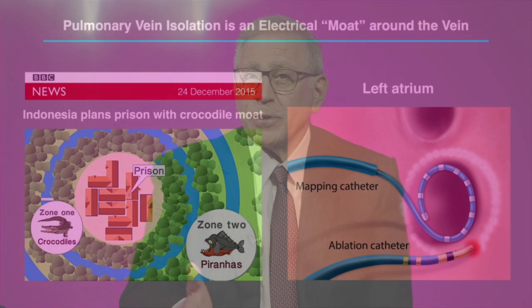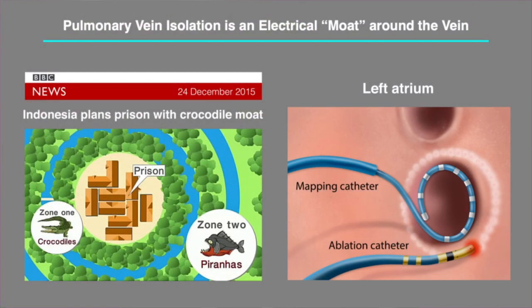The approach would be to wall off the pulmonary veins to isolate them electrically from the rest of the heart. The concept can be analogous to putting a moat around a prison to prevent criminals from escaping, as you can see on this illustration. But in pulmonary vein isolation, you put an electrical wall around them to prevent the atrial fib impulses from escaping into the heart.